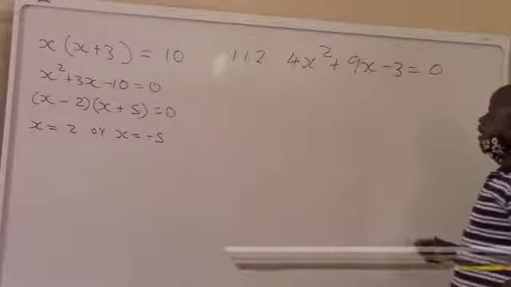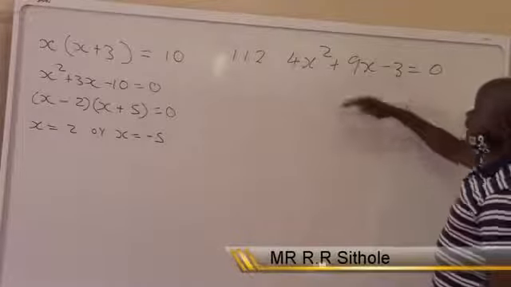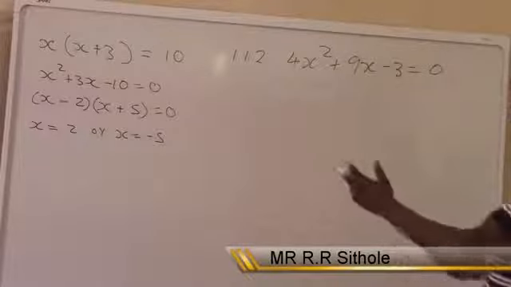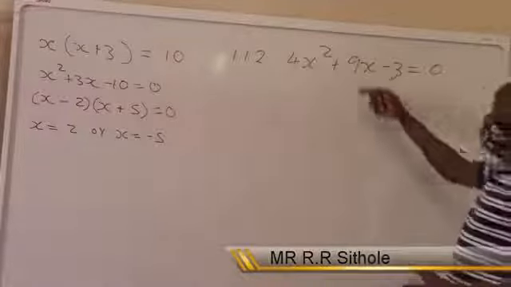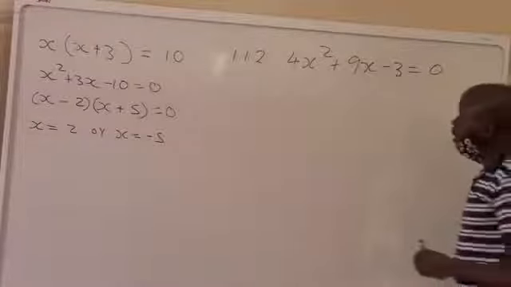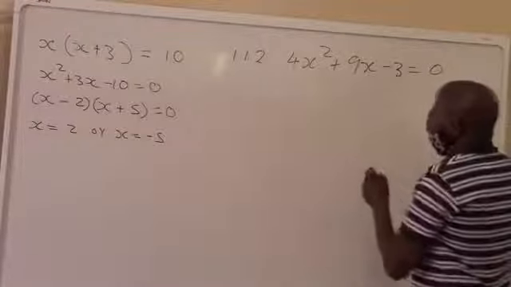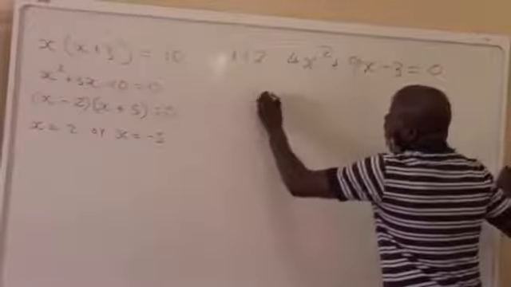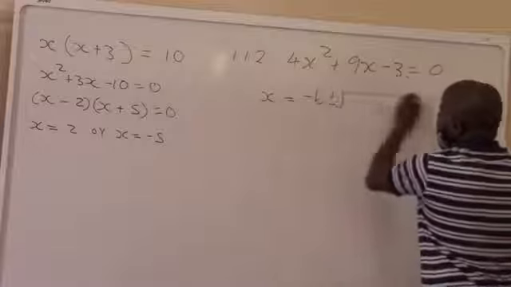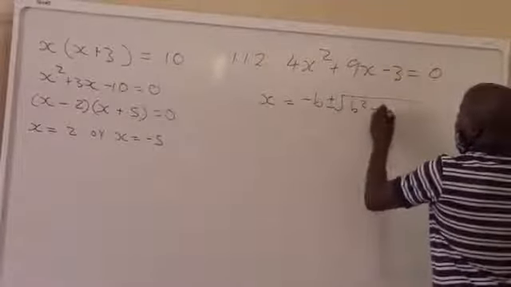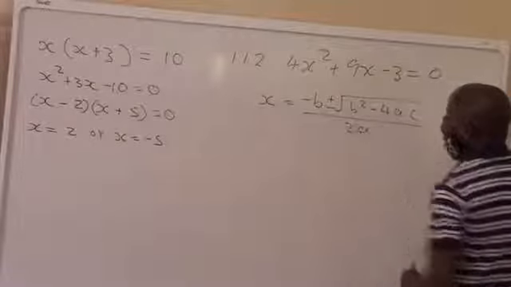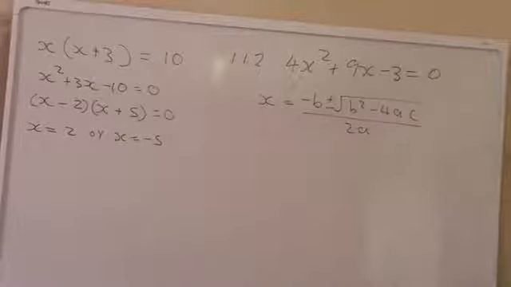So what is happening here? Once they tell you correct to 2 decimal places, it means they are telling you to use the quadratic formula. To use the quadratic formula, x is equal to minus b plus or minus the square root of b squared minus 4ac, all over 2a. That is the formula that should be used.